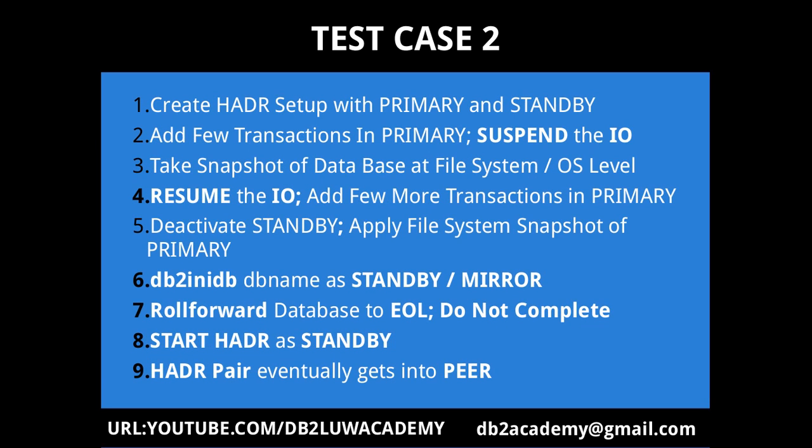In this second test case, I have a HADR setup with primary and standby, obviously in peer state and all running smoothly. What I'm going to do here is take the snapshot of the primary at some point of time and apply it onto the standby machine for initialization or reinitialization. So I add a few transactions into the primary, suspend the IO, take the snapshot of the database at file system level, resume the IO, and add a few more transactions in primary, which will obviously get replicated in the standby.